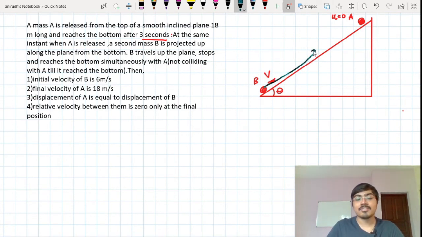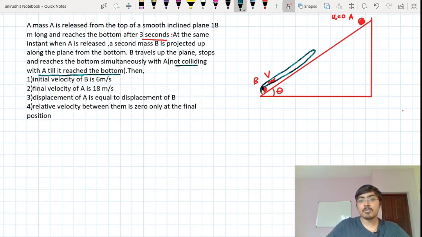It stops here where the velocity is equal to 0. It comes back, and when it reaches the bottommost point, A has also reached the bottommost point simultaneously. So B reaches the bottom simultaneously with A, not colliding with A till it reached the bottom. So it went all the way up, it came all the way down, but it did not collide with A till it reached the bottom. Both of them are simultaneously reaching the bottom without any collision. Then we are supposed to comment on this.